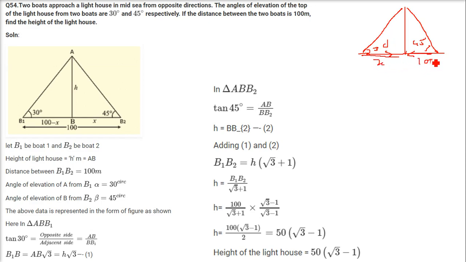So this will be 100 minus x, because if you add 100 minus x plus x, it will be 100. So from here to here, the distance is 100. Now, what is the height of the lighthouse? Let us assume it to be h.